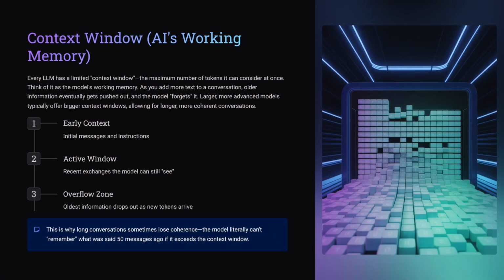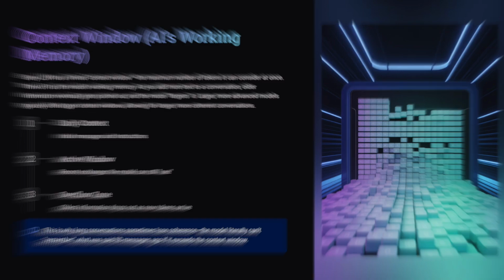Large language models don't have infinite memory. They have something called a context window, the maximum number of tokens they can remember at once. If your conversation gets too long, the oldest information gets pushed out. So when AI forgets something, it's not ignoring you, its memory buffer simply overflowed.